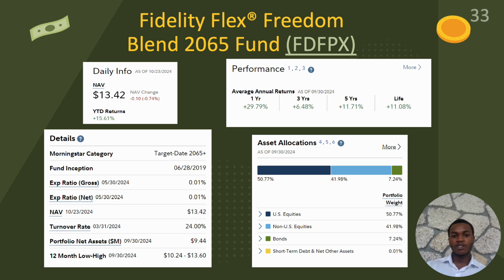In the top right, you can see the performance of the fund, and in the bottom right, you can see the allocation of the fund, where 50% is in US equities, about 42% in non-US equities, and 7% in bonds. I would have less in bonds, but that's just me.